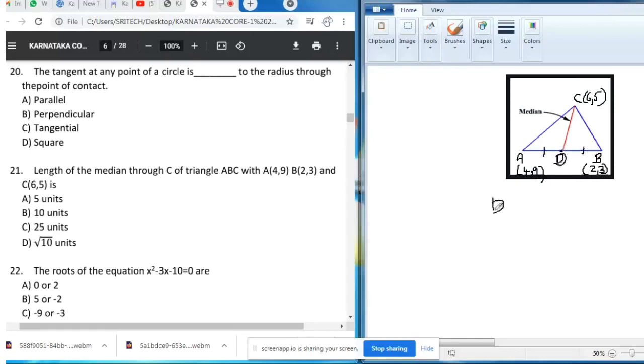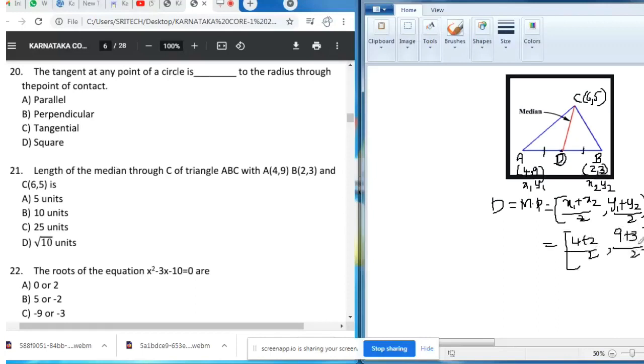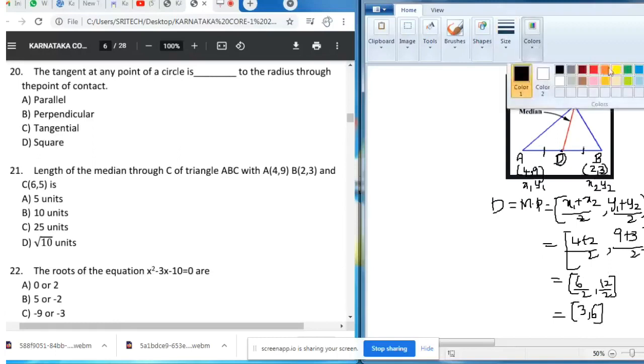So you all know the midpoint formula. The midpoint formula is given by x1 plus x2 by 2 and y1 plus y2 by 2. Here 4 is x1 and 9 is y1. 2, 3 can be represented as x2, y2. Replacing in the formula, we will get 4 plus 2 by 2 and 9 plus 3 by 2, which is nothing but 6 by 2 and 12 by 2. 6 by 2 can be written as 3 and 12 by 2 can be written as 6. So the point D is represented with 3, 6.